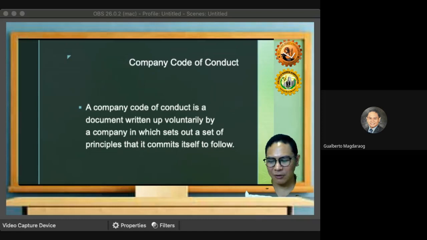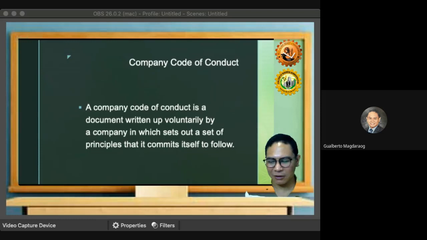So, para daw hindi magkaroon ng conflict between individuals in an organization, dapat merong company's code of conduct. Kumbaga, yes, you have your own belief, you have your personal principles, but you are in this organization. You are in this company. And this company follows this conduct, this code. And therefore, you should also follow this. If this is against your principles or your belief, and you cannot abide by this code, then maybe you should not be in this organization.